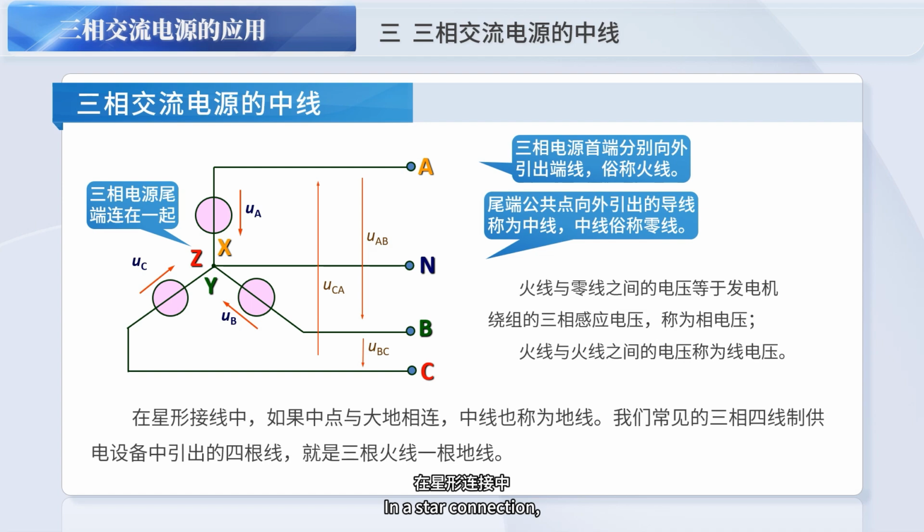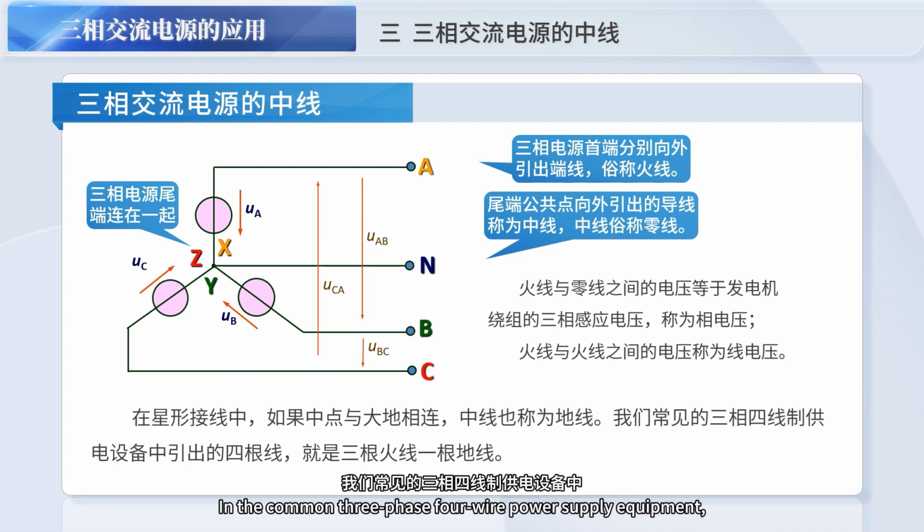In a star connection, if the neutral point is connected to the ground, the neutral wire is also called the ground wire. In the common three-phase four-wire power supply equipment, the four wires drawn out are three live wires and a ground wire.